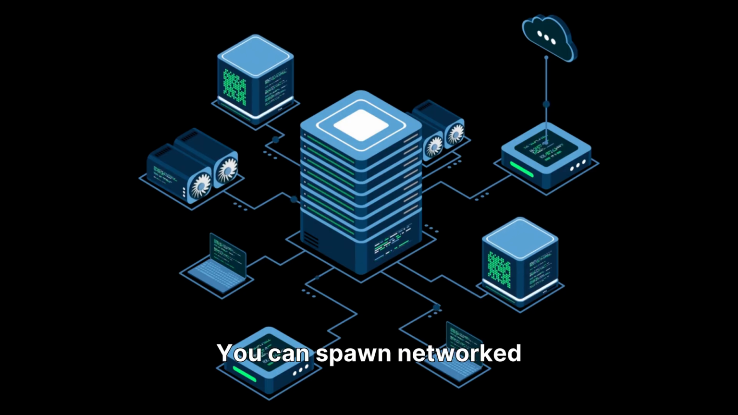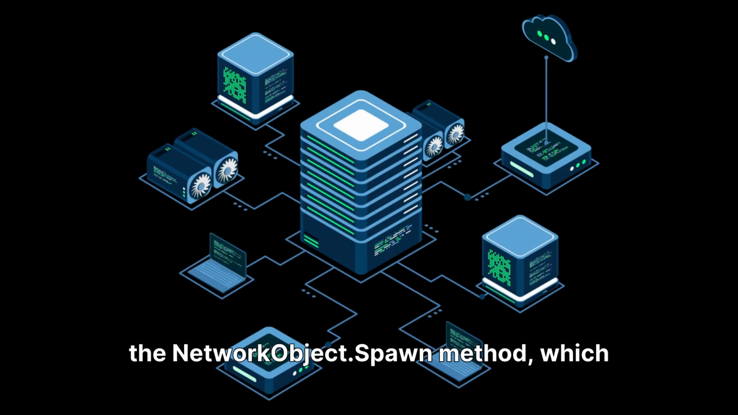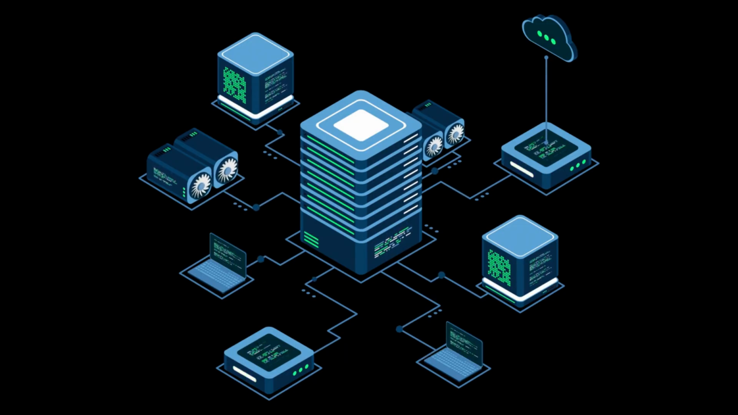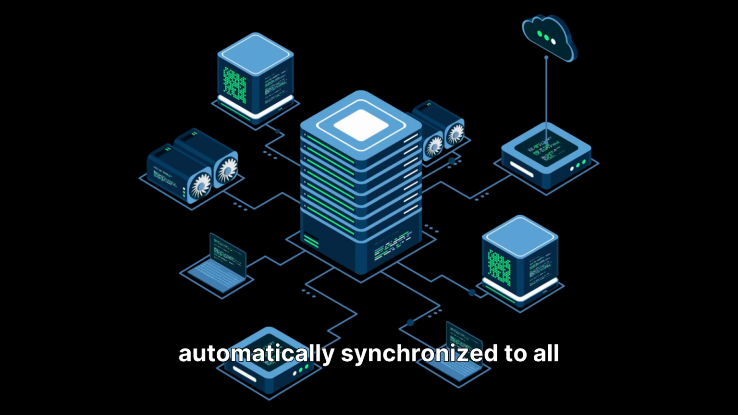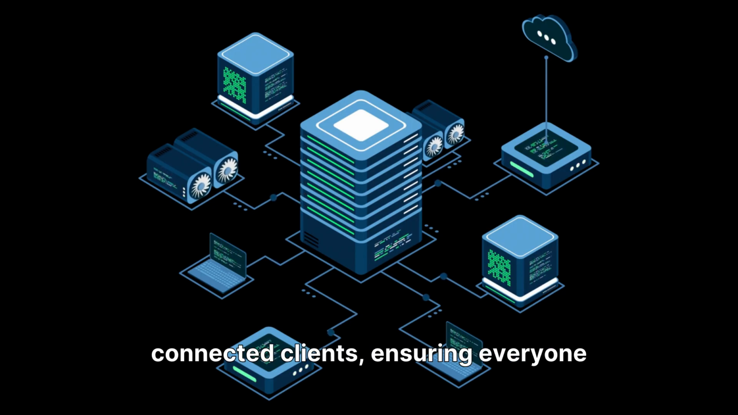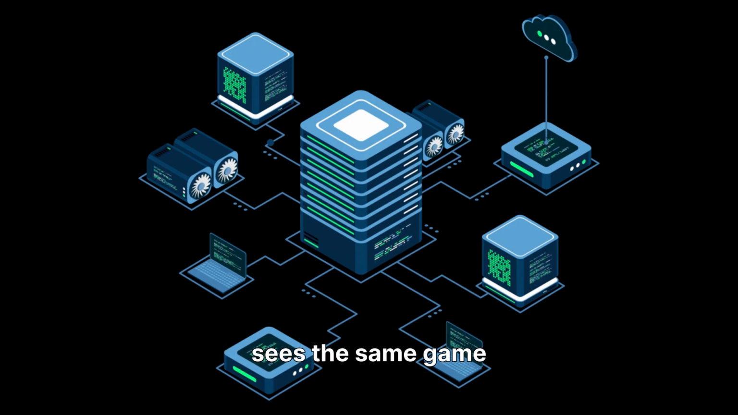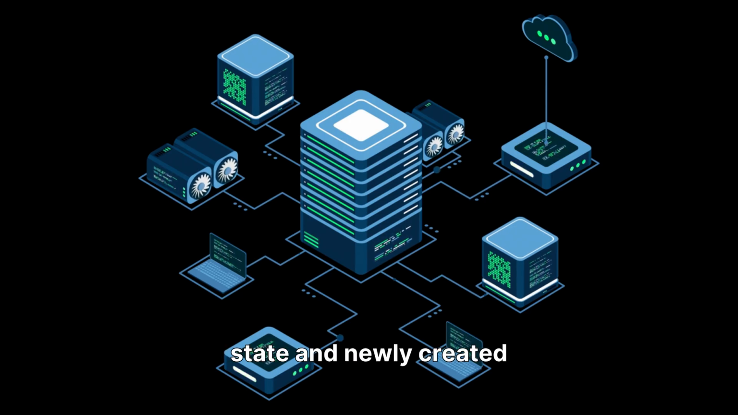You can spawn networked objects at runtime using the network object spawn method, which must be called on the server. Once spawned by the server, the object is automatically synchronized to all connected clients, ensuring everyone sees the same game state and newly created entities.